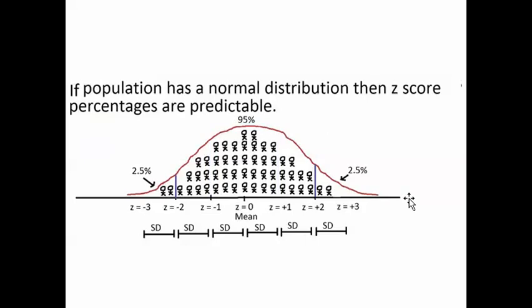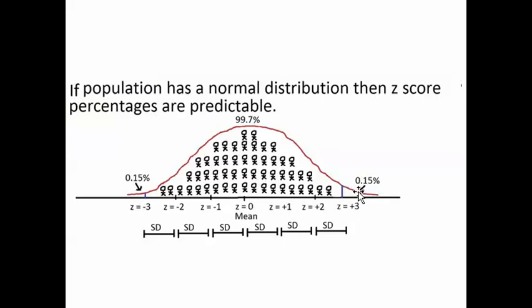Also, if the population is normal, 95% of the population has a z-score between -2 and +2. Only 2.5% of the population are out here below -2, and only 2.5% of the population are out here above +2. And if a population is normal, it turns out that 99.7% of the population has a z-score between -3 and +3, and only 0.15% are out here below -3, and only 0.15% are out here above +3.